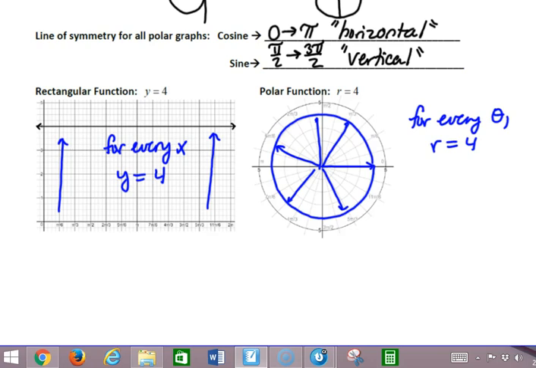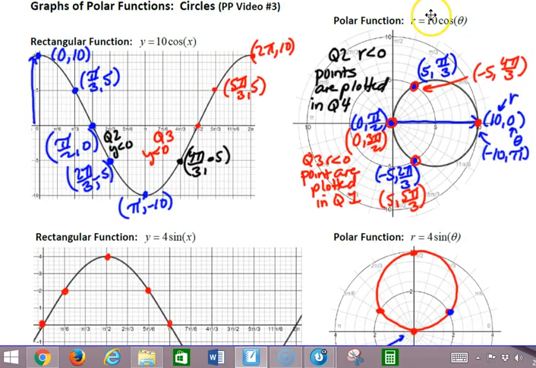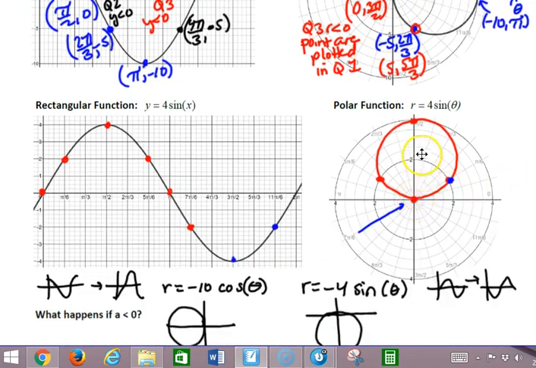Okay, so those are our circles in polar form. Notice that the number 4 here refers to the radius of the circle because it's centered at the origin. Here the value in front of the cosine or the sine refers to the diameter of the circle. Here's a circle with diameter 10. Here's a circle with diameter 4.